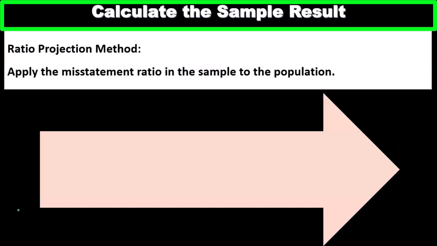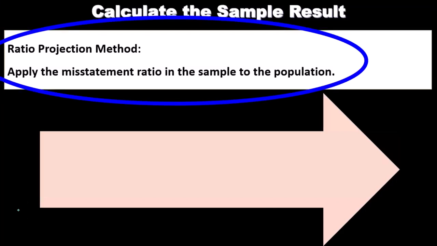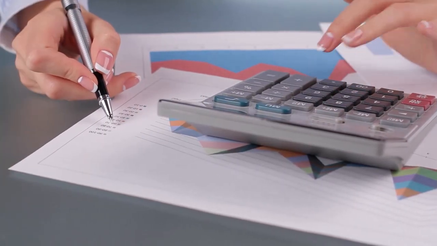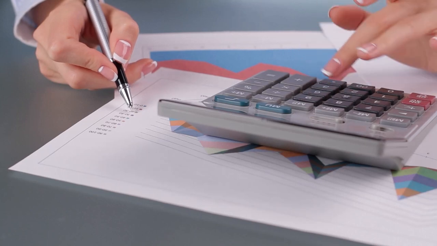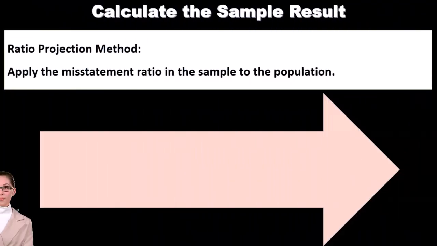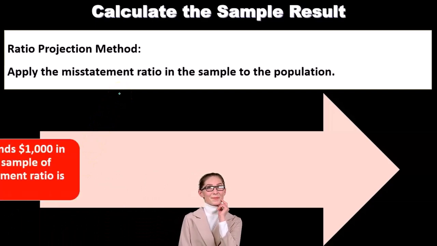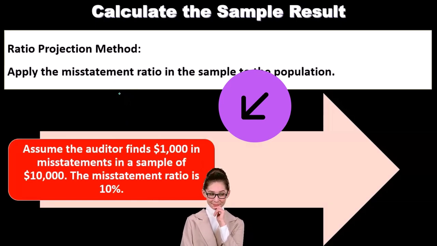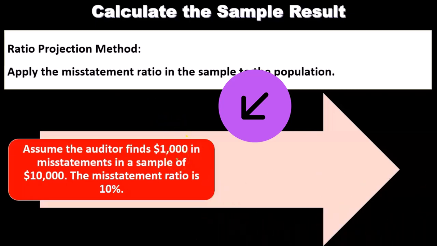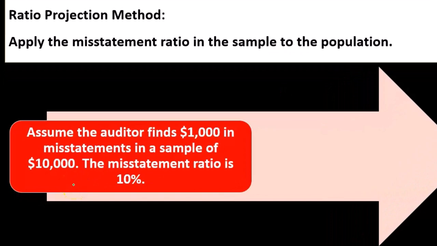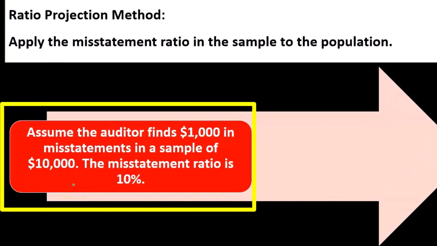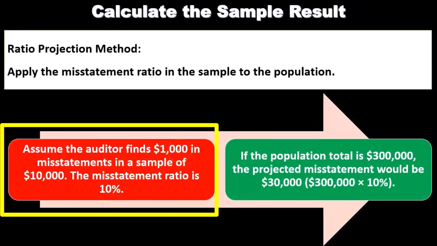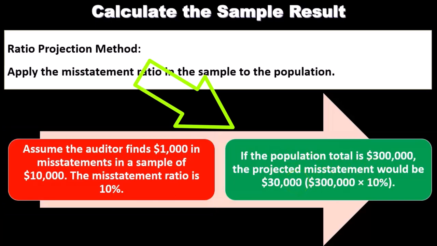Calculate the sample results. Ratio projection method. So we're going to have two methods that we could use to calculate the sample results. This will be the ratio projection method. Apply the misstatement ratio in the sample to the population. So we're going to get the misstatement ratio in the sample and apply it to the population. It would look something like this. Assume the auditor finds $1,000 misstatement in a sample of $10,000. The misstatement ratio then is 1,000 over 10,000, or 10%. Now, if we apply that to the population, we could say, well, what if the population totals 300,000? The projected misstatement would then be 30,000, because we're going to take that 300,000 times the 10% and get the 30,000. So that's the ratio projection method.